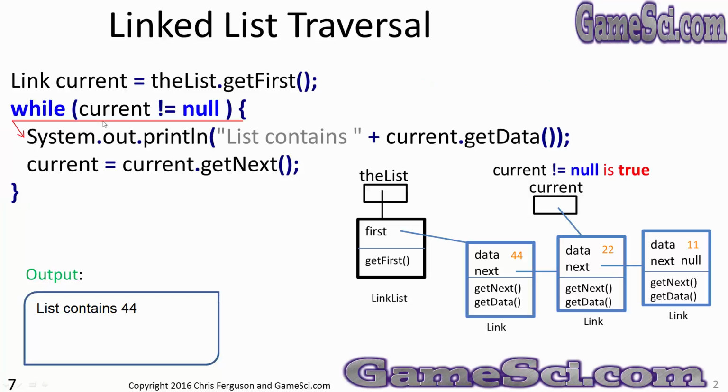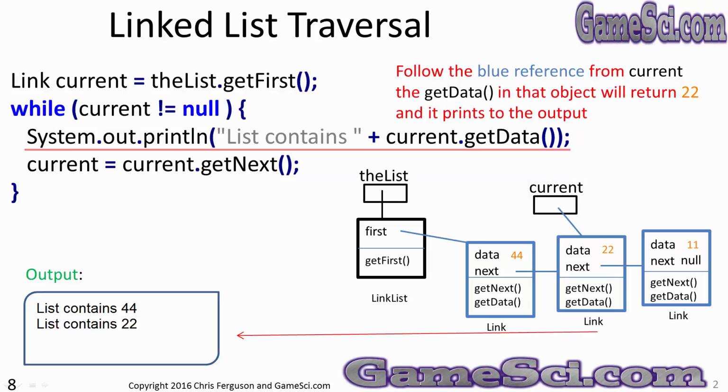At this point, we're going to check while current is not equal to null. If you look at current, it is clearly pointing to an object. Current is clearly referencing an object. So current not equal to null is very much a true statement. As a true statement, we're going to go inside the loop and execute the loop again. Follow the blue reference from current. Follow this line right here.